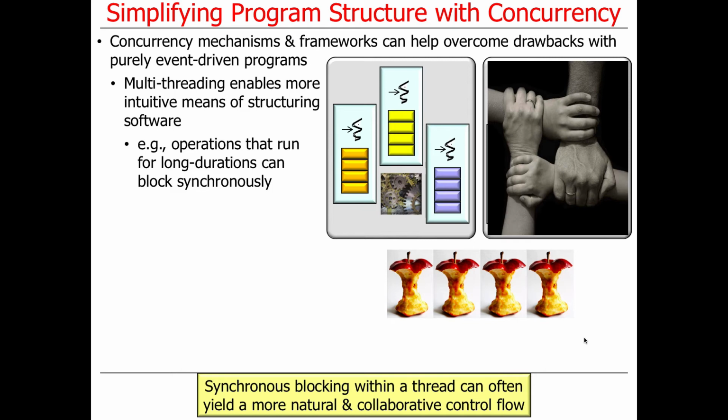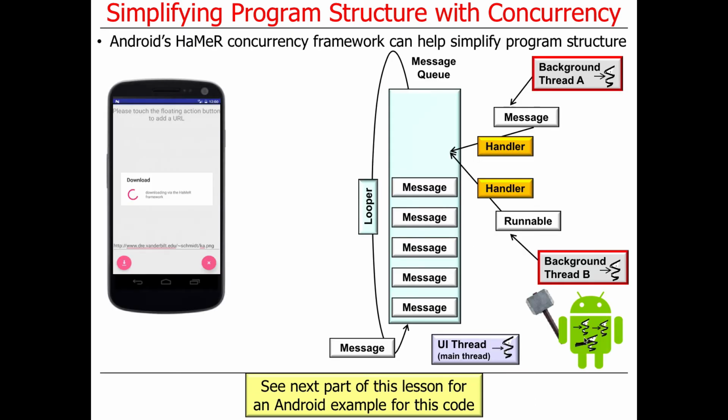That's why the blocking approach is often a win, because the state just stays where it was, and when you get back from the call, it's still there, and you just keep going. So Android has something called the HaMeR framework. Remember, HaMeR stands for handlers, messages, and runnables. And that's a concurrency framework that can help to simplify programming structure.